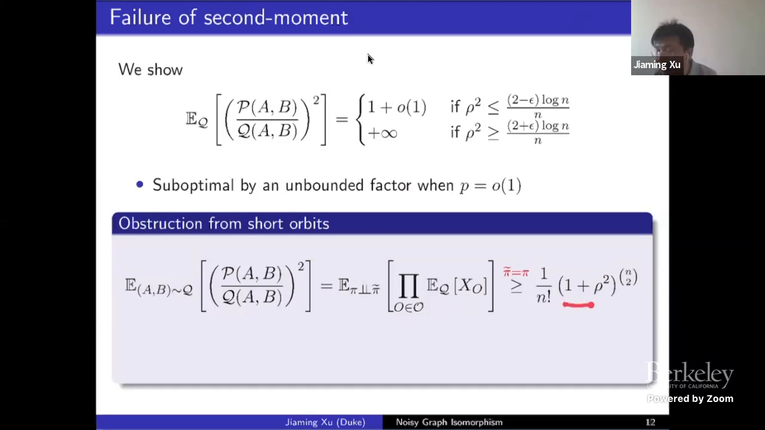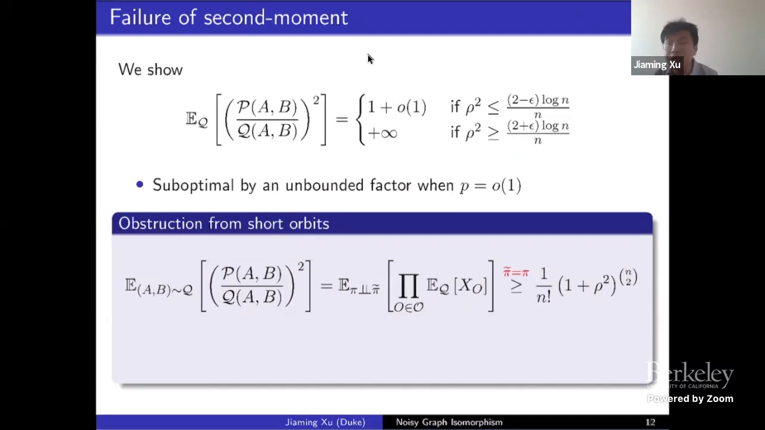So that's why you have this (1 + ρ²)^(n choose 2). And if you check that, this expression actually blows up to infinity when ρ² is bigger than 2 log n over n. And that's precisely the reason why the second moment blows up.